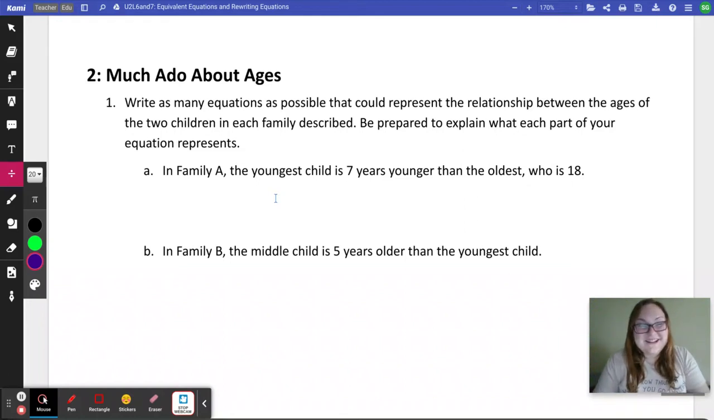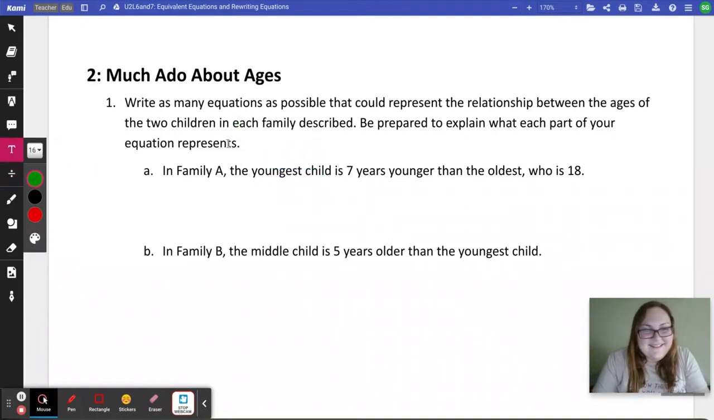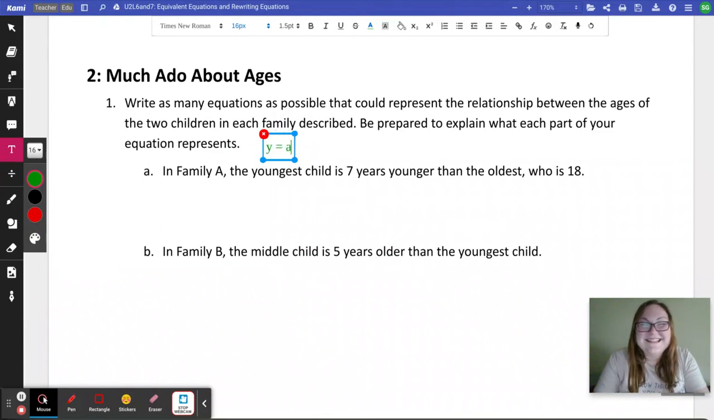Alrighty. Hopefully you tried to come up with an equation for this one. For family A, we have the youngest child is 7 years younger than the oldest, who is 18. As I read through this, I notice I know how old the oldest child is. The oldest child's 18, but that youngest child, they don't tell me an actual age. So there is my variable. For this first family, let's say Y represents the youngest child, specifically the age. Y is the age of the youngest child.